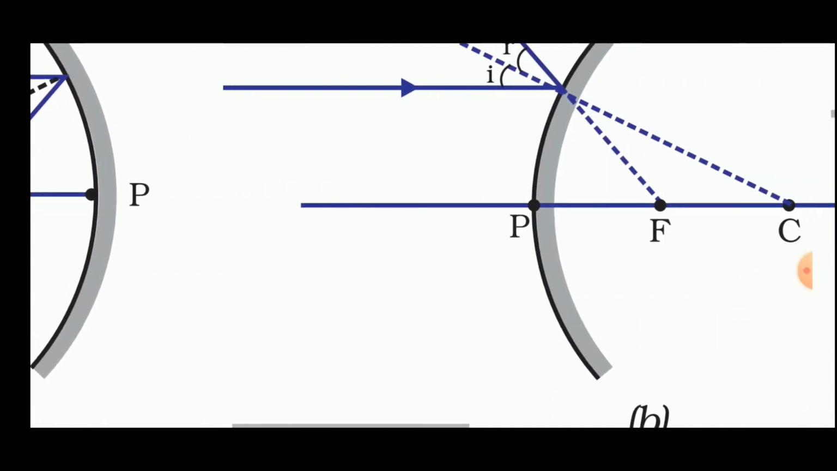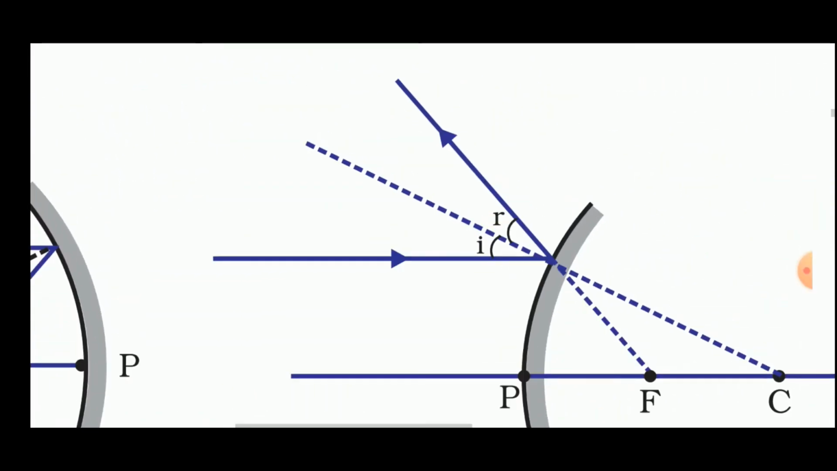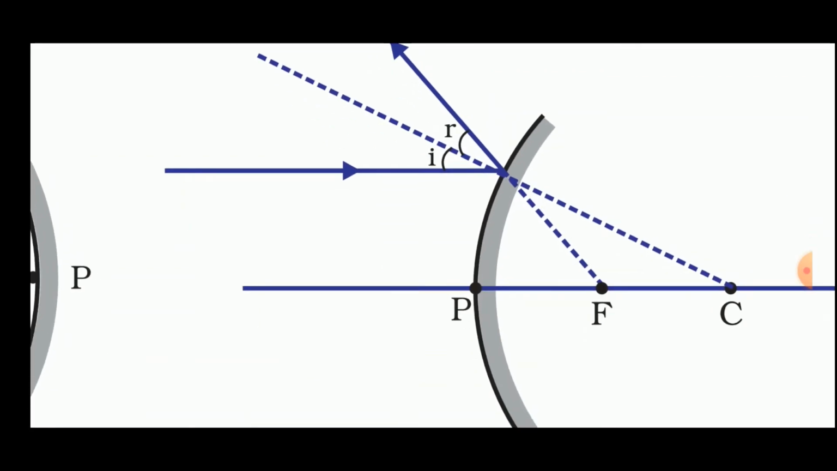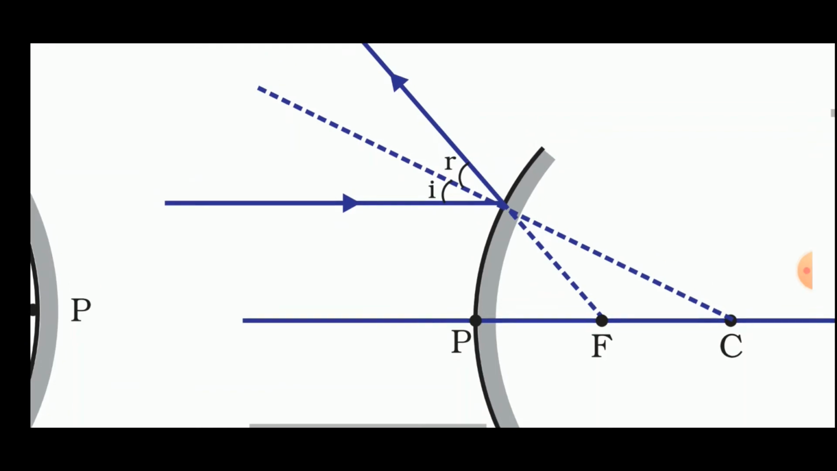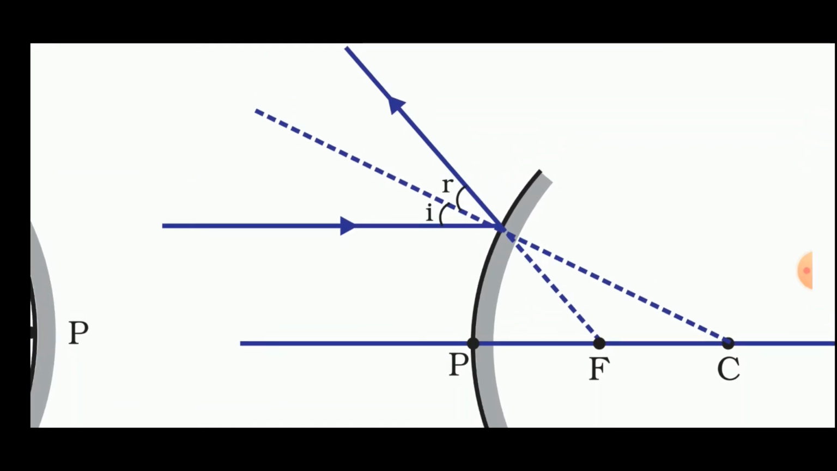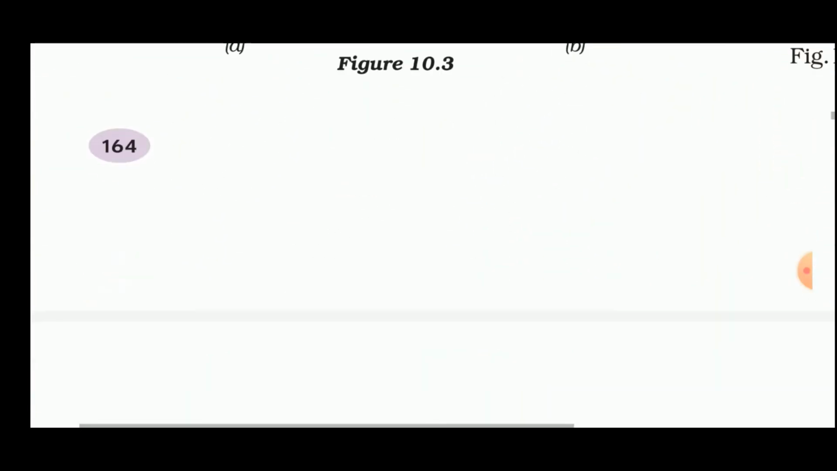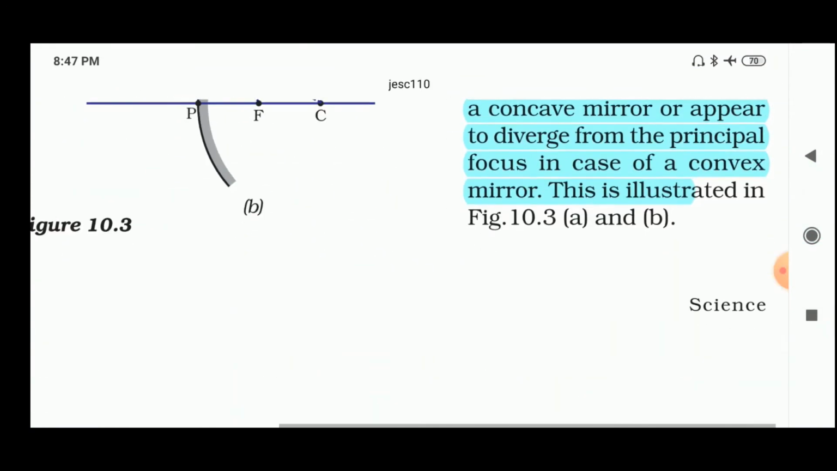Now for the convex mirror, how will it be? Again, P is the pole of the mirror, F is the principal focus, and C is the center of curvature. Now the ray of light is parallel to the principal axis. After reflection, it will appear to come from the principal focus. So this dotted line indicates that the ray of light lies behind the mirror. Next, we will see the next direction of the ray of light.